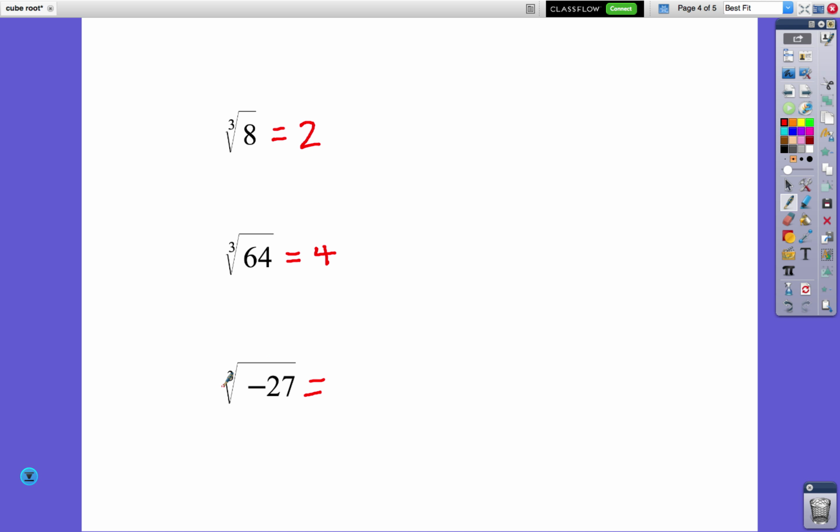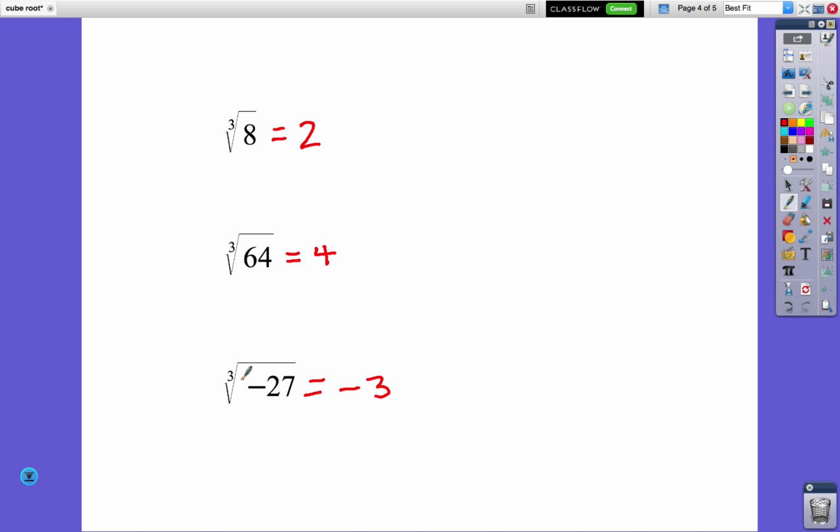Now, here, you might be thinking, well, didn't we just learn in the last unit that you cannot square root negatives? But here, we've got the cube root of a negative. Now, at first glance, we might think, well, if it doesn't work for square roots, it shouldn't work for cube roots. But actually, it does. We do have an answer here of -3.